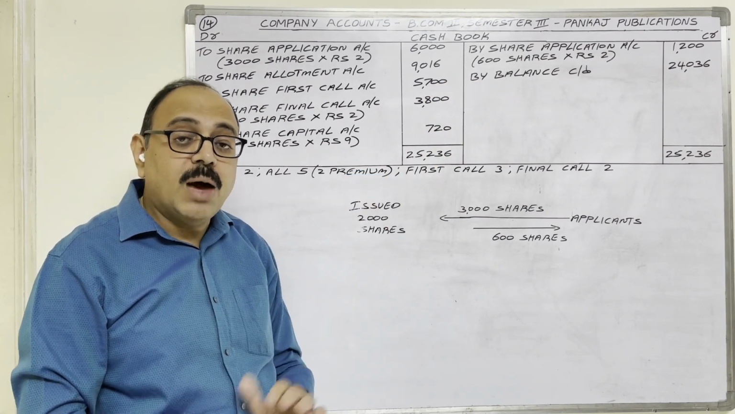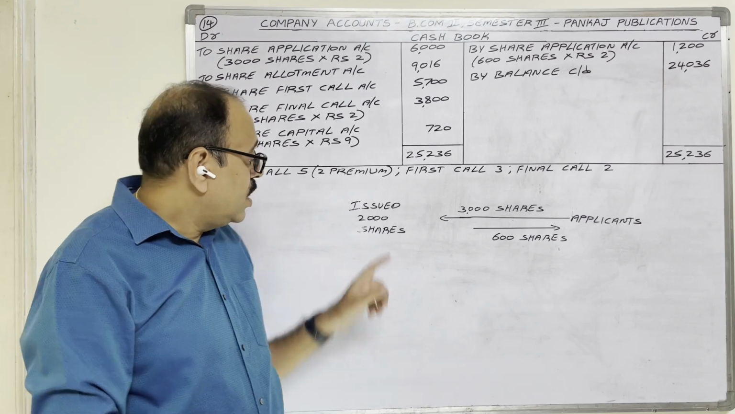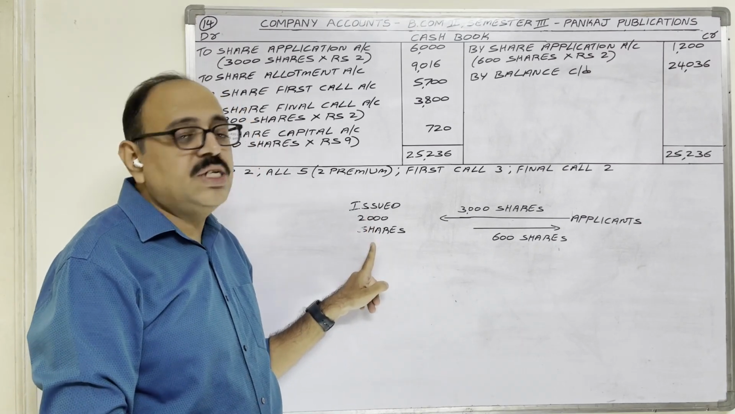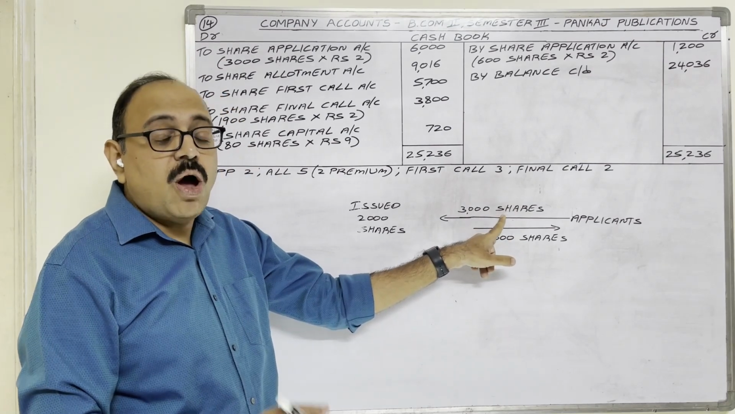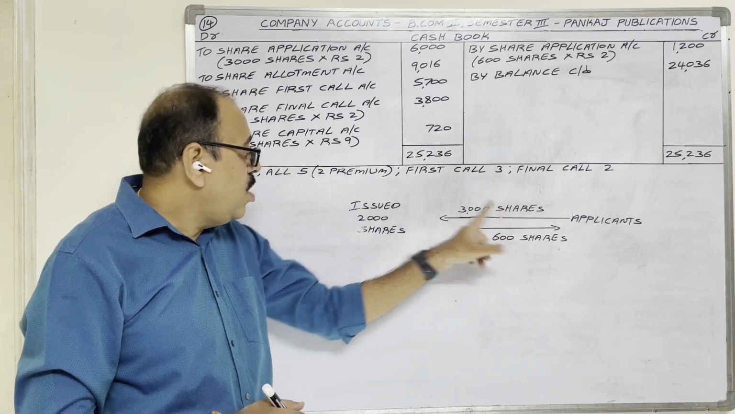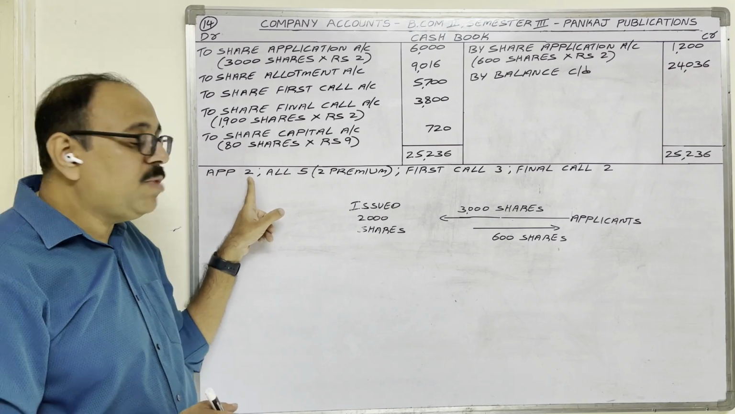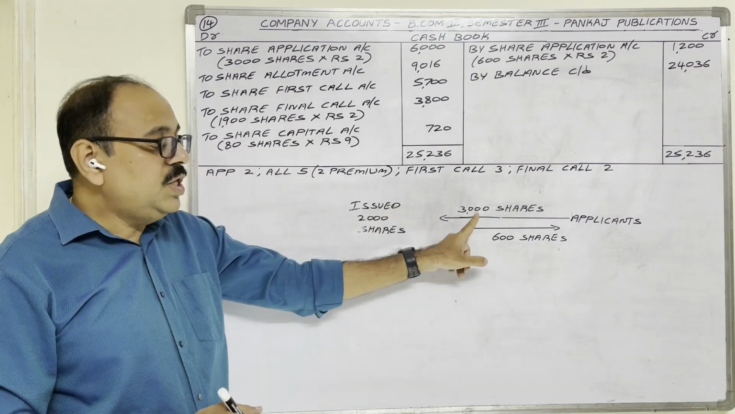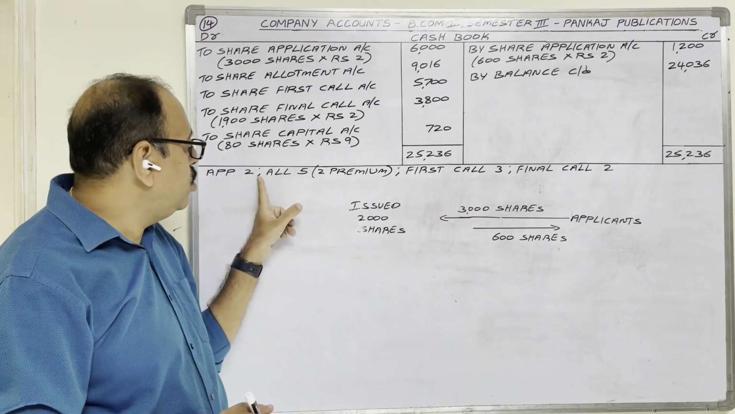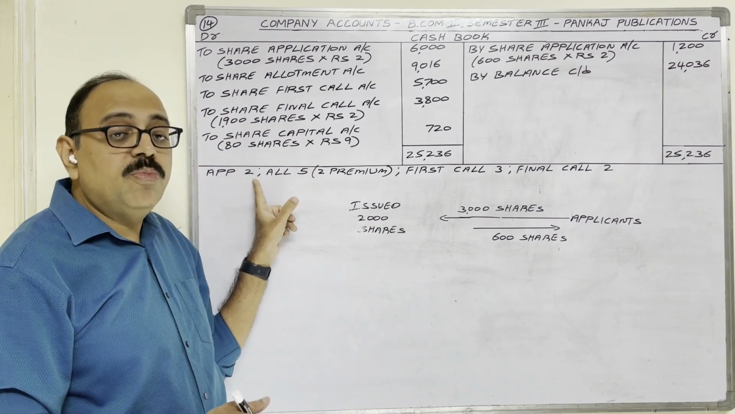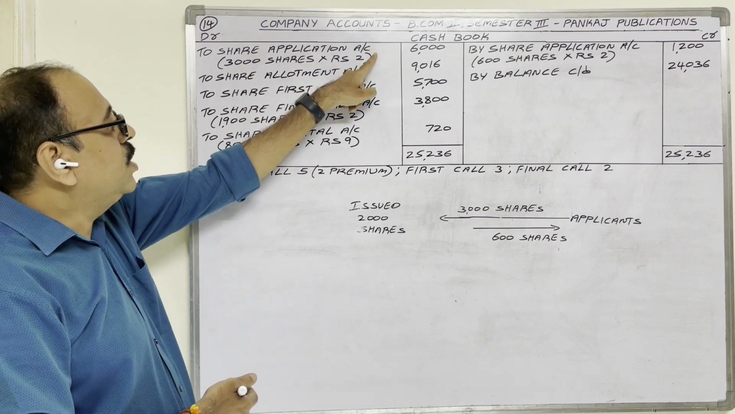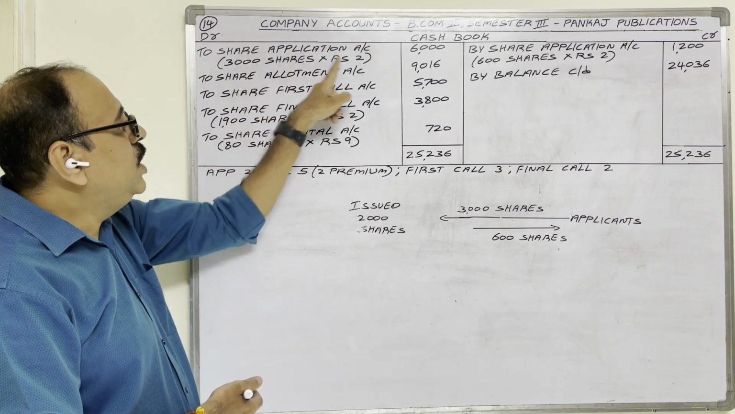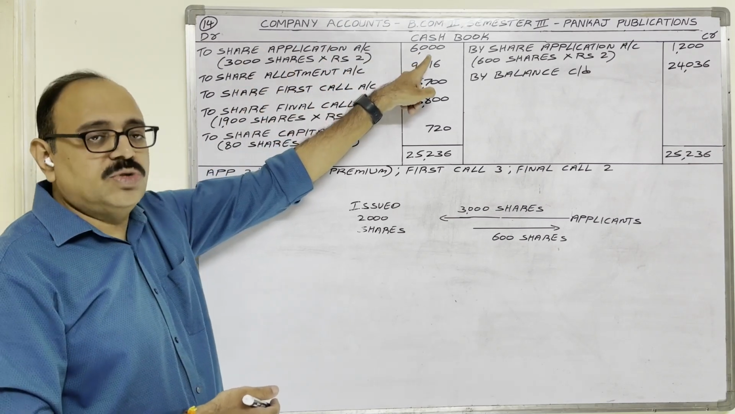First, what happened? From applicants, application money is coming. The company issued 2000 shares and the public applied for 3000 shares. So how much application money did they pay? On one share, application money is 2 rupees, no? On 3000 shares, 3000 into 2 rupees, 6000 rupees of money is coming. So on the debit side, share application account, 3000 shares into 2 rupees each, 6000.